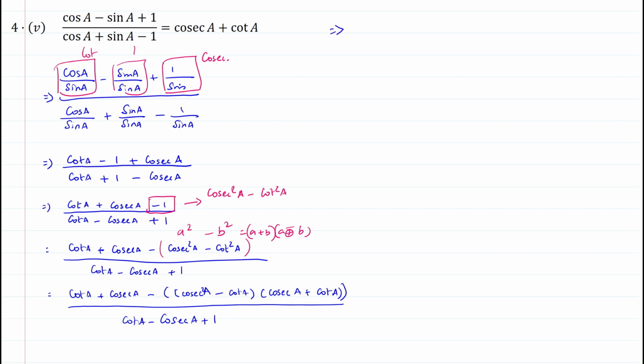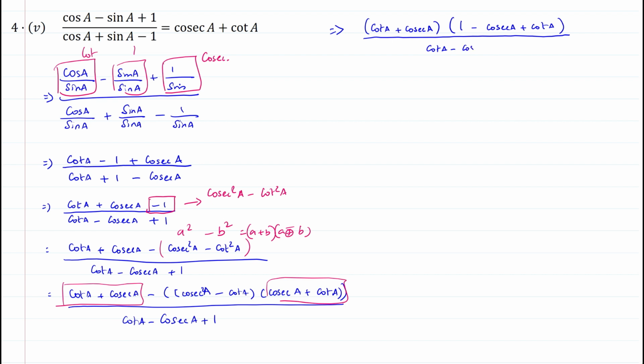So, the next step will be, we can take this as common, cot A plus cosecant A common, and 1 minus (cosecant A minus cot A), whole thing divided by cot A minus cosecant A plus 1. If you see carefully, this is equivalent to the denominator. Therefore, you can cancel these two, and what will remain is cot A plus cosecant A.